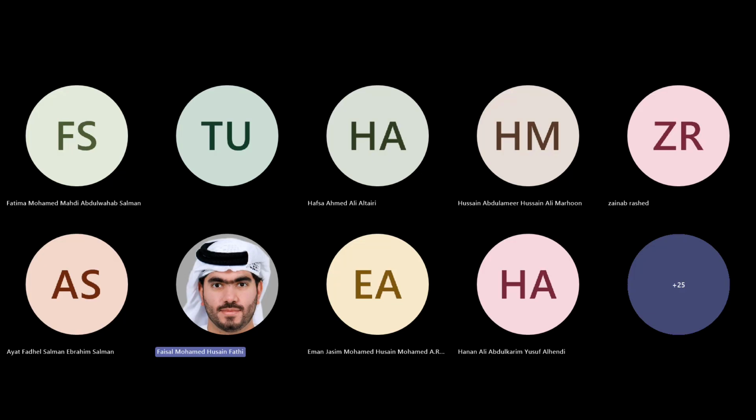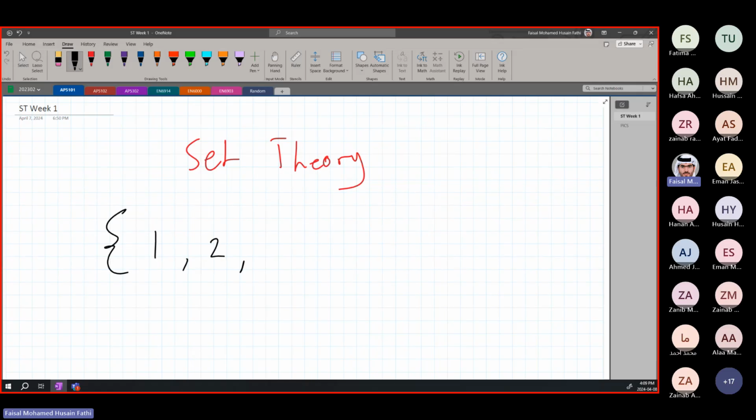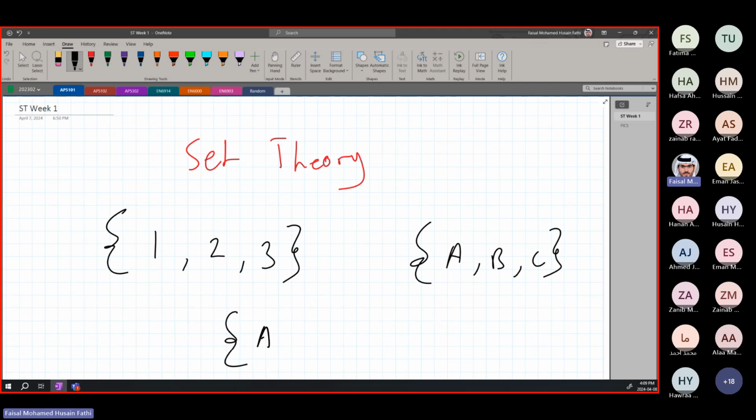So we will start first with set theory. What is meant by set theory? Set theory is the idea of how to deal with having a set. A set can be anything from numbers, like 1, 2, 3, or letters, A, B, C, or even words, I don't know, Ahmed, Salim, Fatma. All right, these are all considered sets.